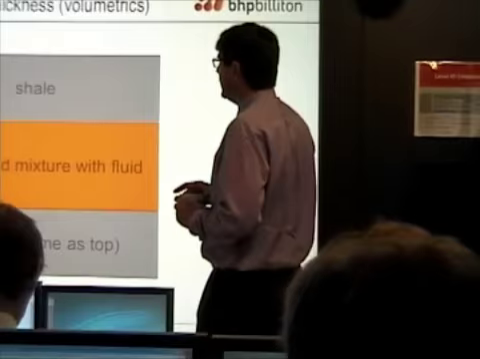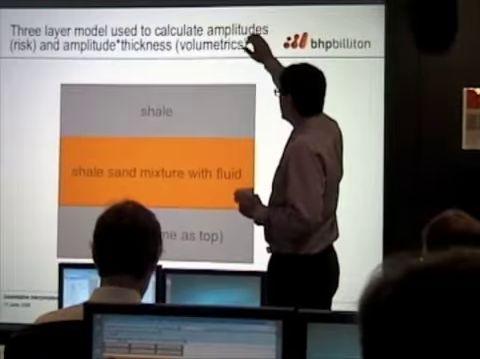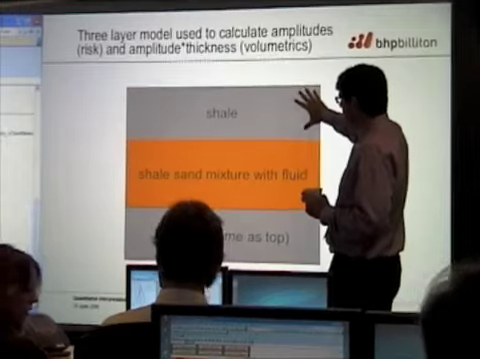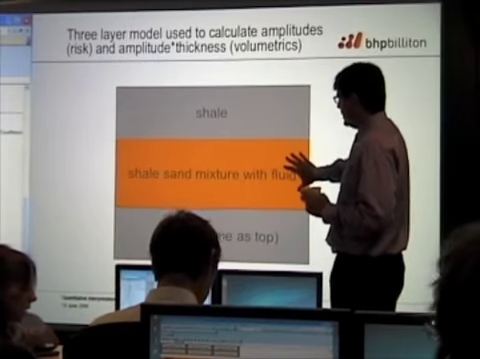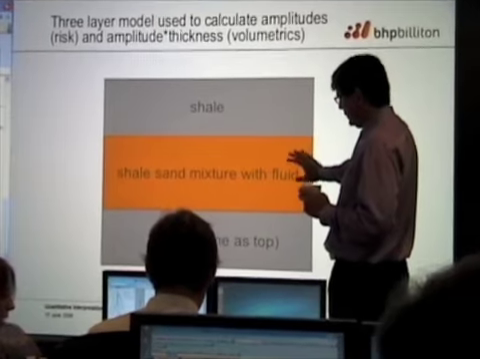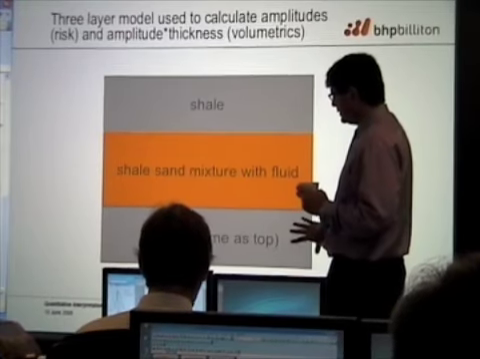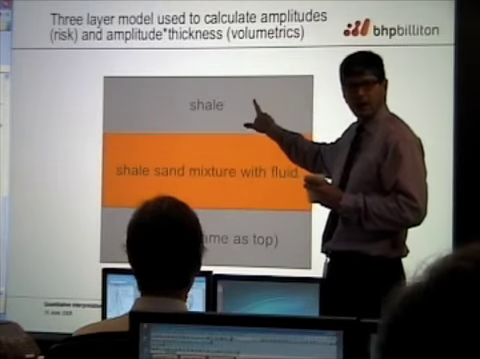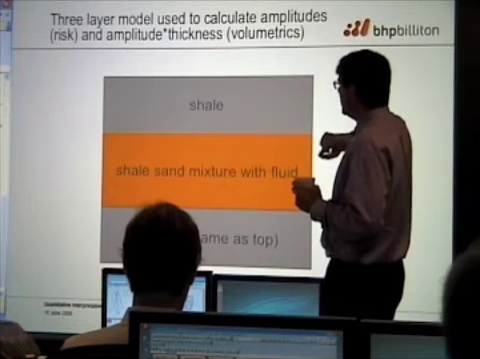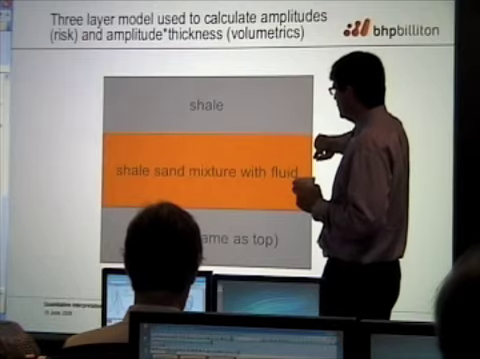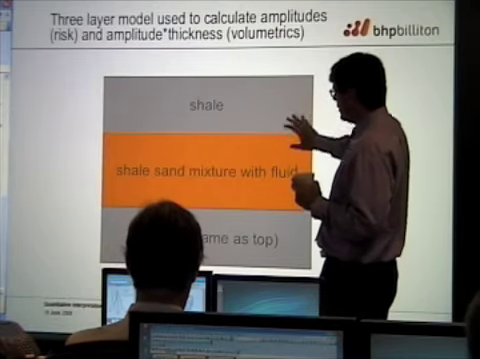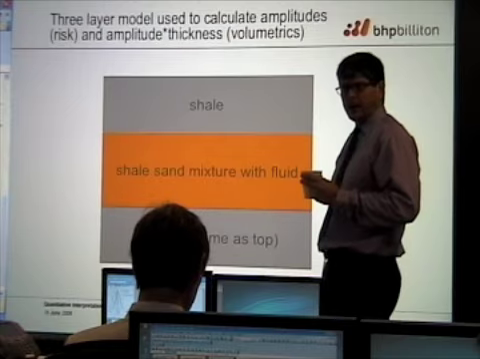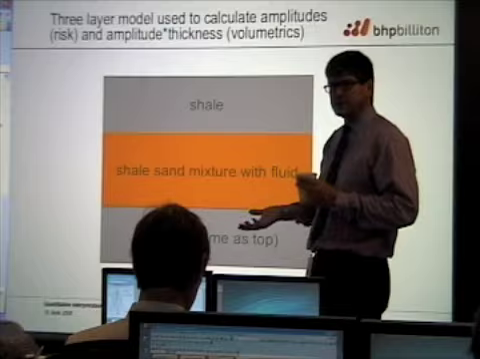The model around the volumetric estimation is going to be the shale on top of a shale sand mixture, with or without a fluid. Then underneath it, there is a shale that's the same as the top shale. And remember that in risk amplitudes, we actually had an even simpler model that didn't have this shale underneath it. So when can this be violated?